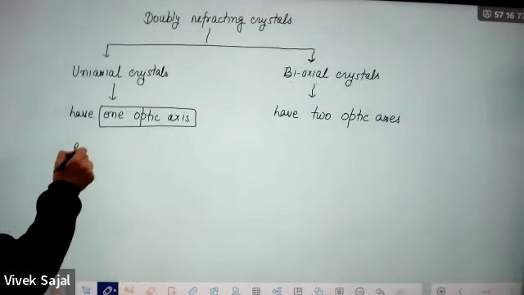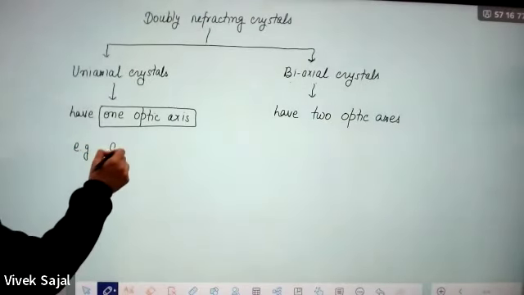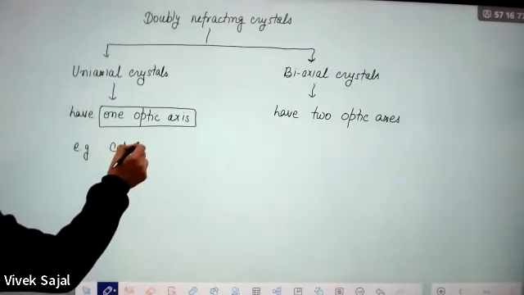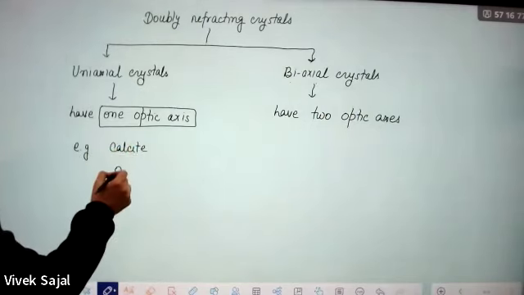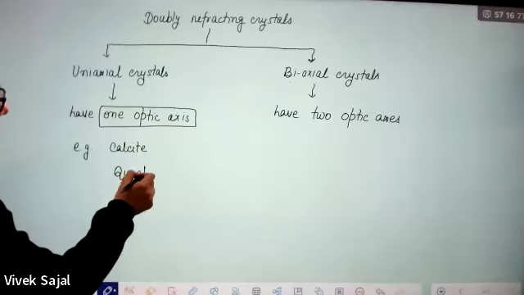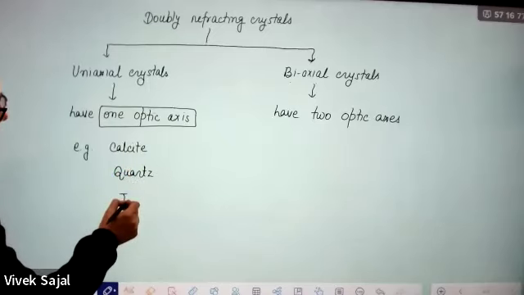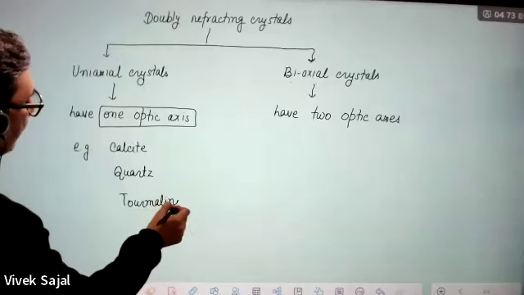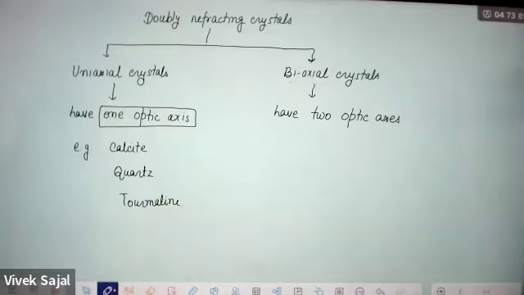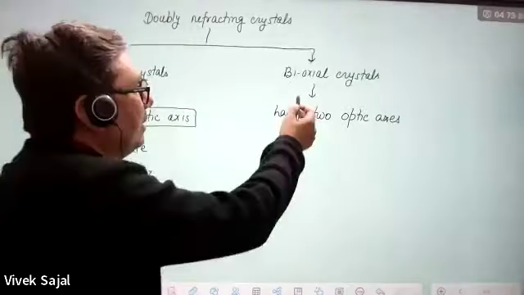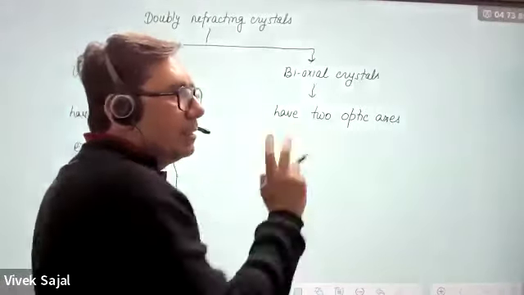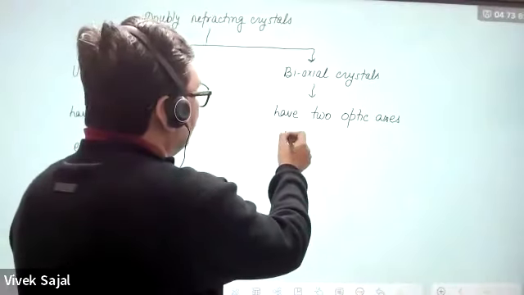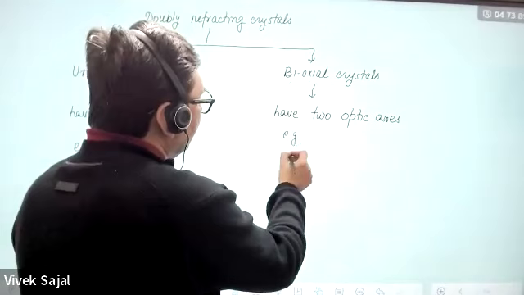If you want to write an example, it is calcite. Calcite crystal is there. Quartz is there. Tourmaline is there. So these are the examples of uniaxial crystals. Uniaxial crystals are those crystals which have one optic axis. And biaxial doubly refracting crystals have two optic axes. For example, here, topaz.